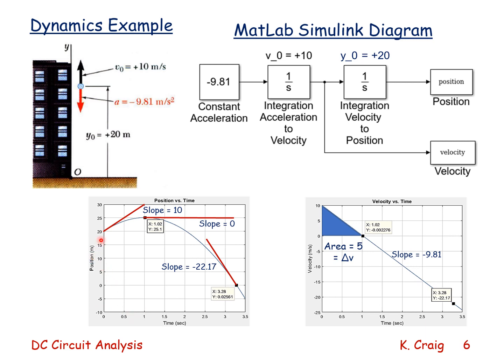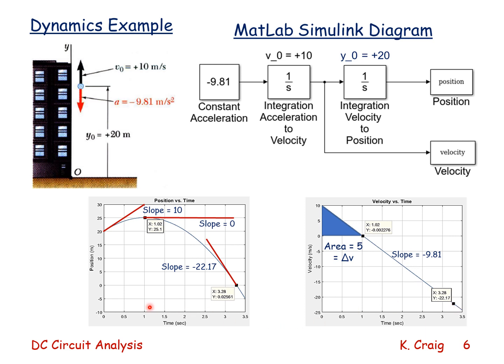We see that the position starts at 20 meters, gets to a maximum height of 25 meters at 1 second, and then lands 3.28 seconds later. The velocity starts at time t equals 0 with a velocity of 10 meters per second. At 1 second, when it reaches its maximum height, the velocity should be 0, and it is. And the velocity when it hits the ground, 3.28 seconds later, is minus 22.17 meters per second.